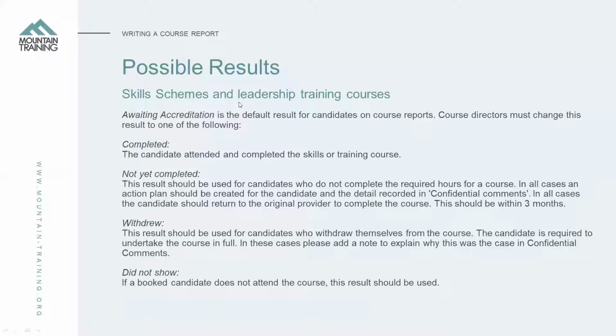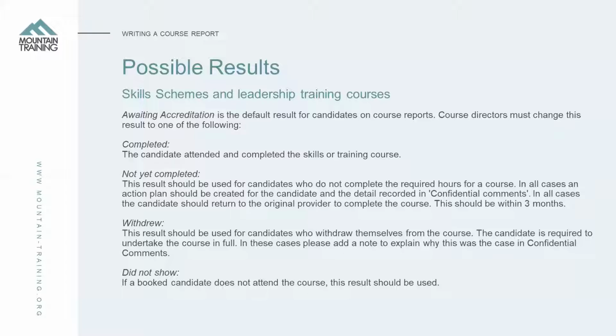This is the default. It's the one that you need to then change to suit whatever happened with the individual in question. Most people, you're probably going to be putting completed. This shows that the candidate attended and completed either the skills or training course and that they have all the prerequisite requirements for the training courses. You then have the option of not yet completed, withdrew, or did not show.